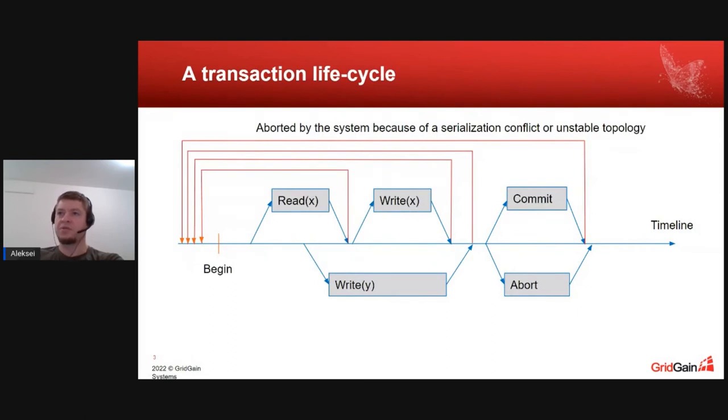A transaction lifecycle looks like this. A transaction is started, then table operations are performed in the transaction scope, and in the end, the transaction is committed or aborted by the user. The transaction also can be aborted by the system because of a serialization conflict or other reasons. This can happen after any transactional operation except aborting. Aborted transactions are supposed to be retried.